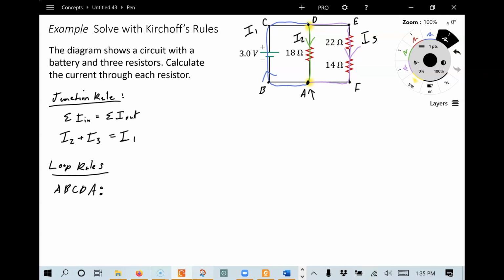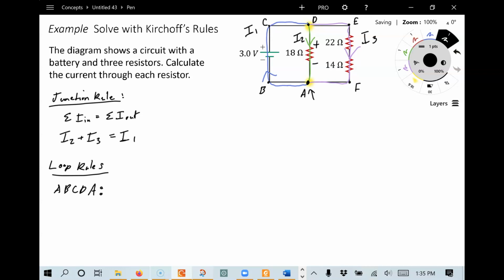And I need to go ahead and put the plus and minus signs on the resistors. So for the resistors, let's look at the one in the middle with the green. It flows from high to low. So I'm following the current.